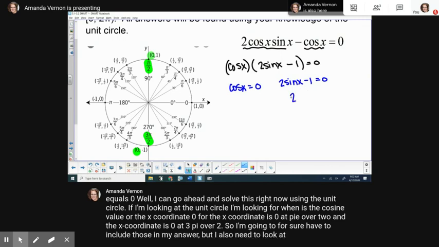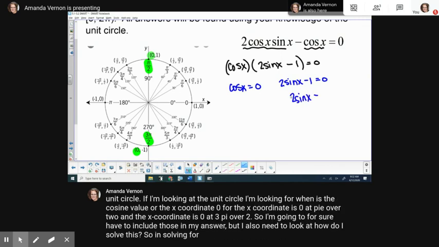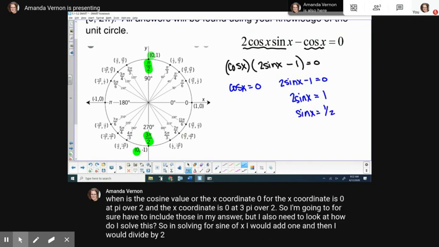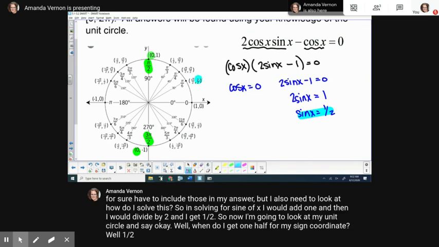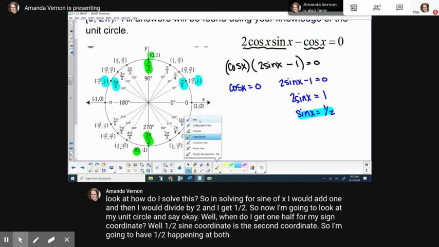So in solving for sine of x, I would add 1, and then I would divide by 2, and I get 1/2. So now I'm going to look at my unit circle and ask, when do I get 1/2 for my sine coordinate? Well, the 1/2 sine coordinate is the second coordinate, so I'm going to have 1/2 happening at both of those values.